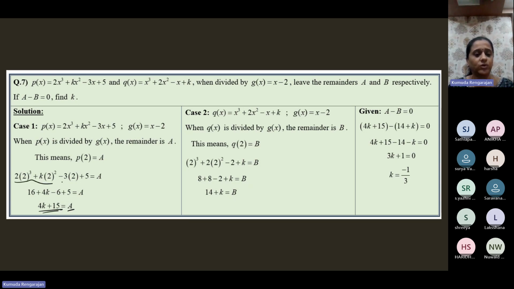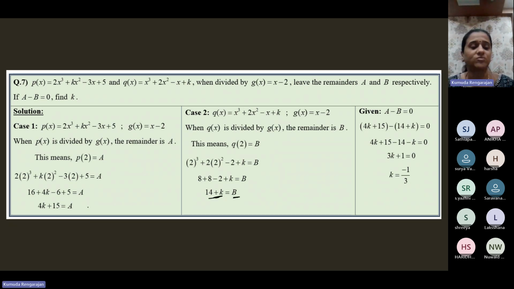See, because in this equation, you have K unknown, A also unknown. We have two unknowns, so you cannot find the value of any of them, because if one equation has only one unknown, you can find the value of that unknown. One equation, two unknowns, you cannot find the value of anything. So you have K and A, two unknowns. So A is equal to 4K plus 15. This is the expression for A. Similarly, the expression for B is 14 plus K.